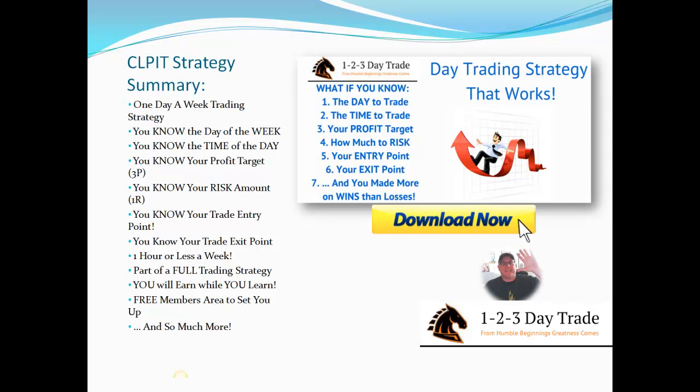You know your risk amount, 1R, no greater than 1R. More times than not, you're at either 1/2 R or 2/3 R. Here that could be 10 ticks, 12 ticks, but it's never greater than 20 ticks in the crude oil futures market. You know your trade entry point ahead of time. You know your trade exit point. It takes 1 hour or less a week to take this trade on. So you know the day of the week, you're in it, you're out of it, and you're moving on.